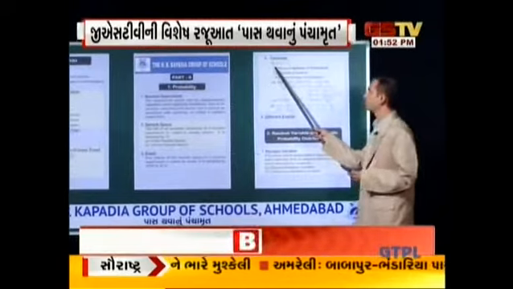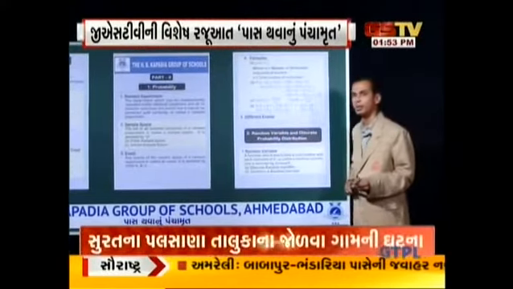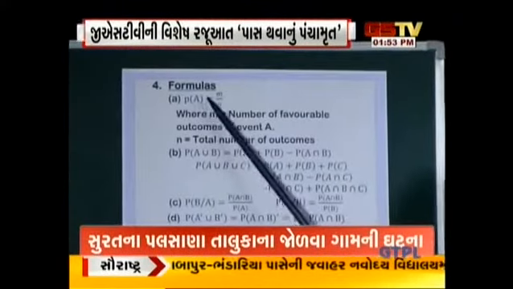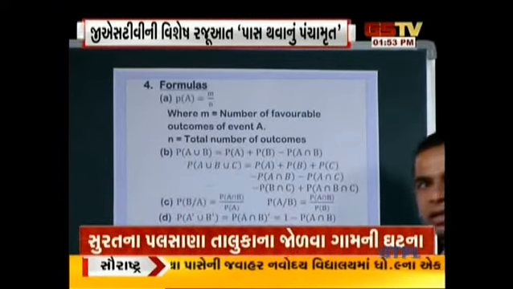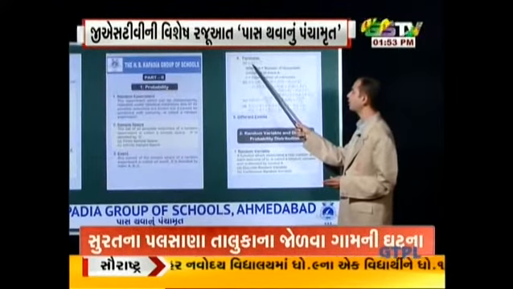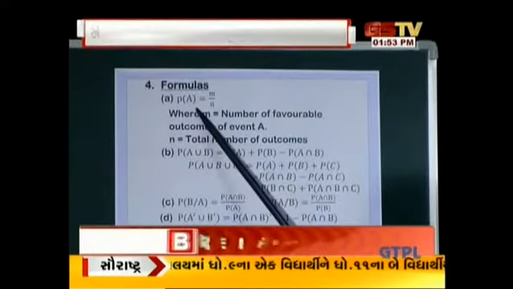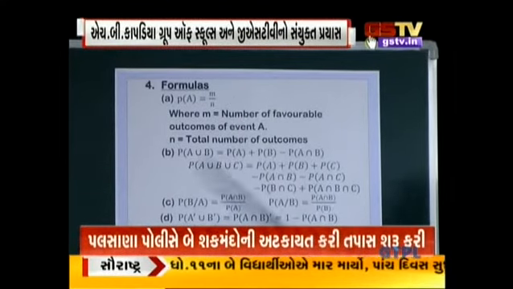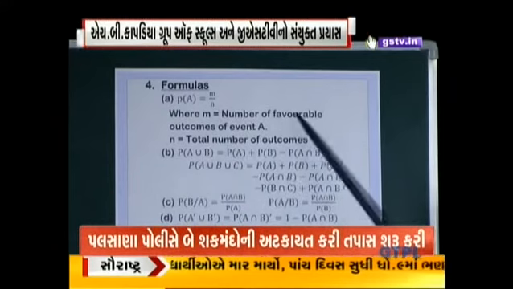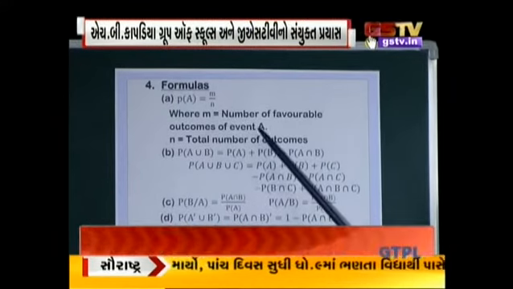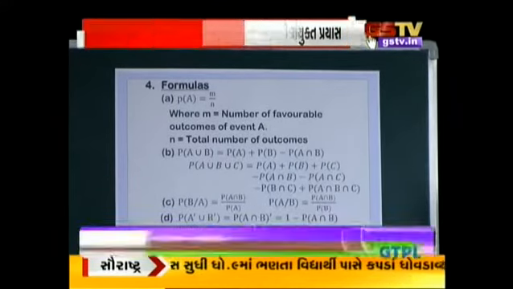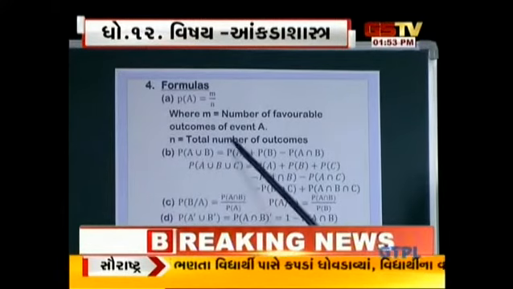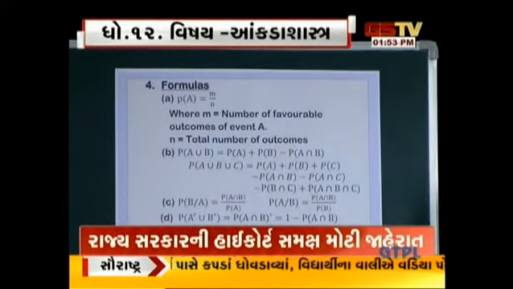Next, now we are going to discuss the formulas of probability. Number 1, the general formula to find probability of A, where A is the event. So probability of A is described as P of A. The formula is M upon N, where M is equal to the number of favorable outcomes of occurring of event A, and N means total number of outcomes.